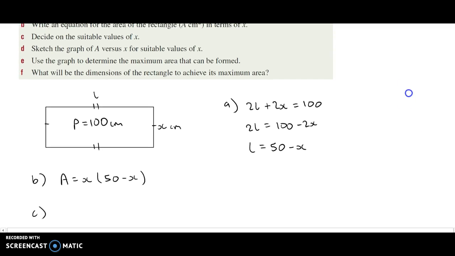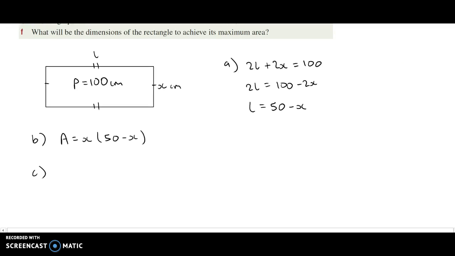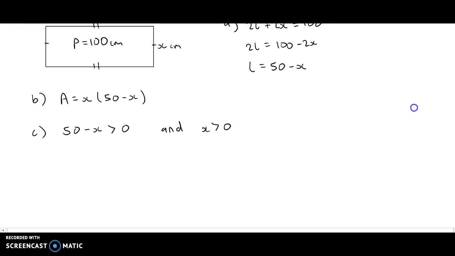Part C says decide on the suitable values of x. Now, we know that length and width both have to be positive. So in other words, our length, which is 50 minus x, has to be greater than 0. The length has to be positive, and as does the width. Our width was x, so we know that x has to be greater than 0 as well. Let's rearrange this here, which will give us x has to be less than 50, and this one will just stay as is, x greater than 0.